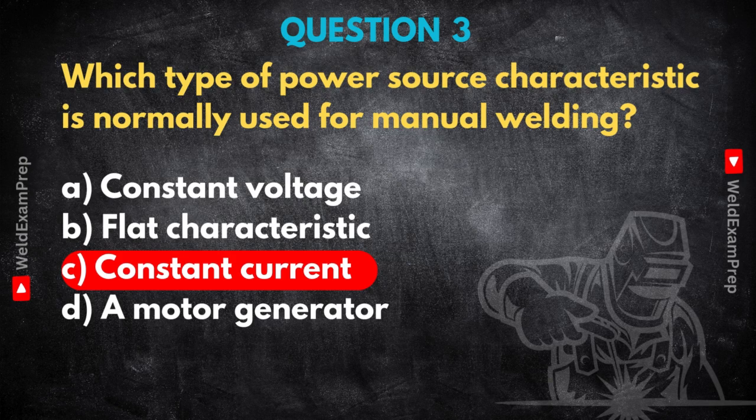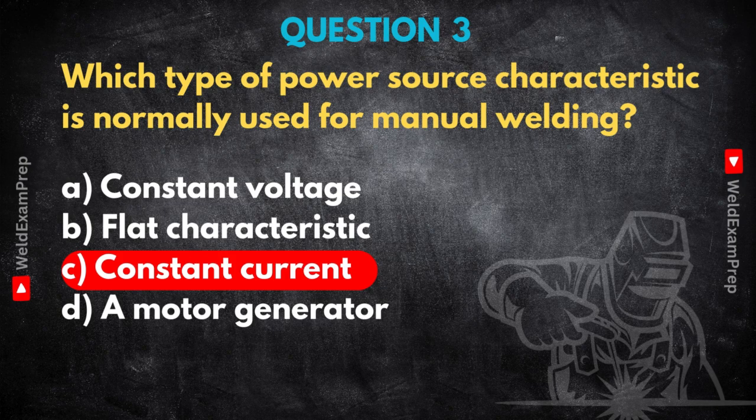So the CC machine gives the welder that stability they need to manage the arc manually. Precisely. It allows for the human element, the skill, without fighting the machine. Now, that's different from constant voltage. Right. Constant voltage, or CV, sometimes called a flat characteristic.